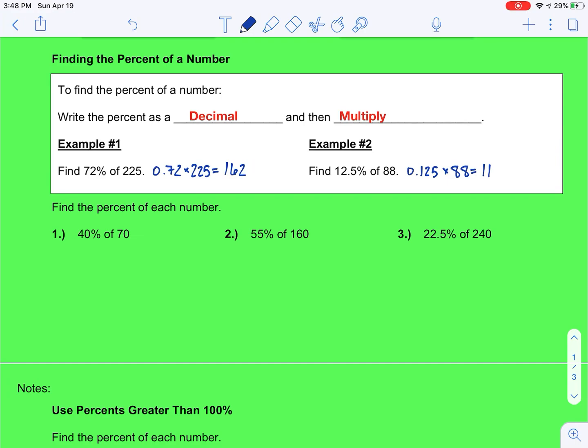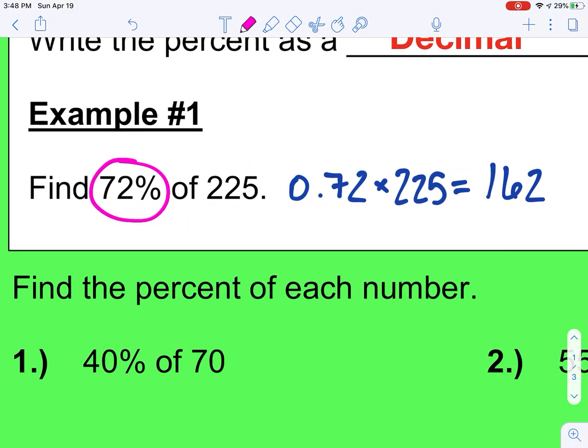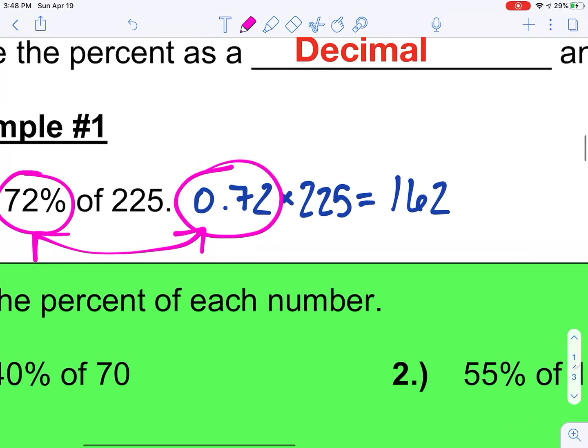So in my first example, I have find 72% of 225. You'll notice that I have 72% and I have 0.72. Those are the same number. Okay? And then I just multiply by my other number, which is 225, and I get my answer of 162.